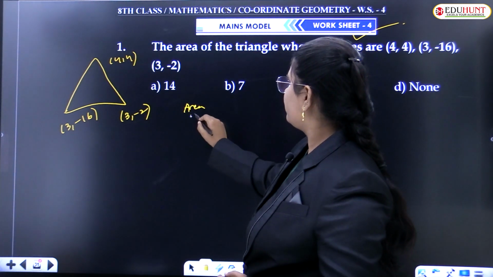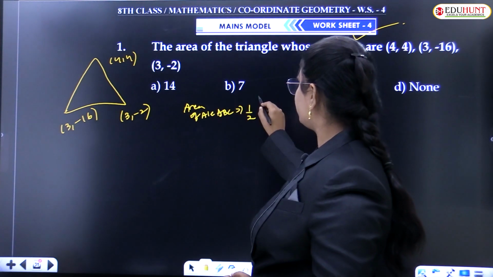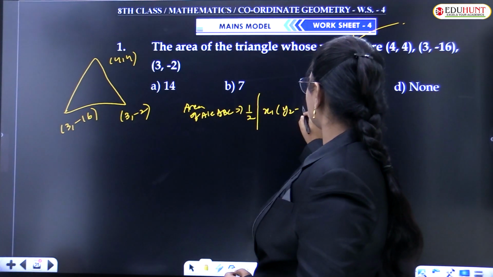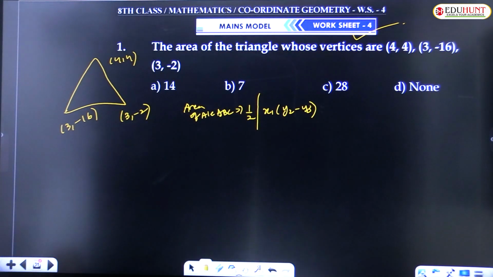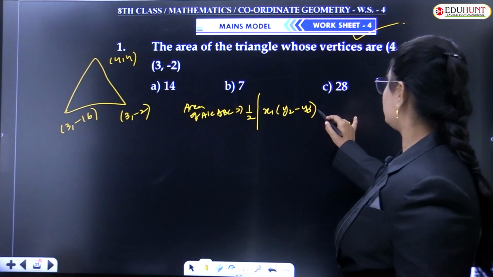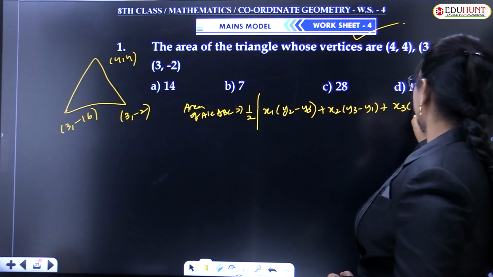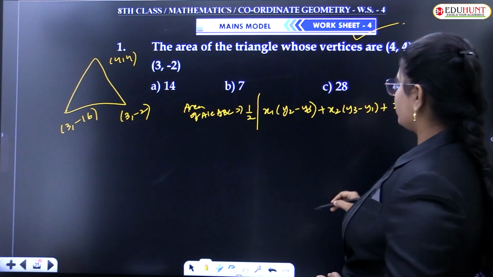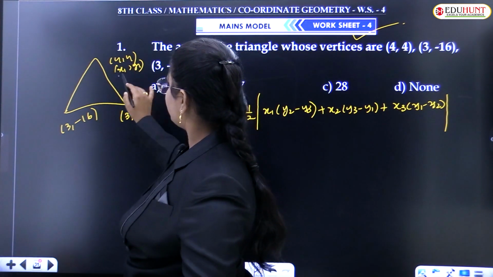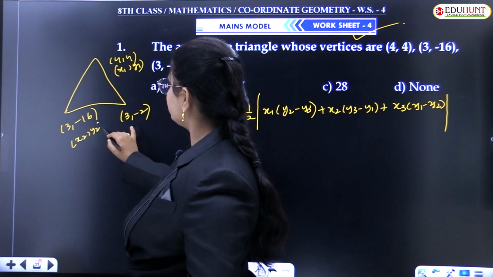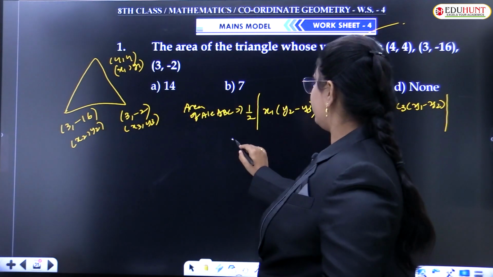Area of triangle ABC is equal to half x1 into y2 minus y3, correct? x1 into y2 minus y3. Next, x2 into y3 minus y1 plus x3 into y1 minus y2. Close. So what is x1, y1? Let me address these points: x1 comma y1, x2 comma y2, x3 comma y3, correct? Address these points.